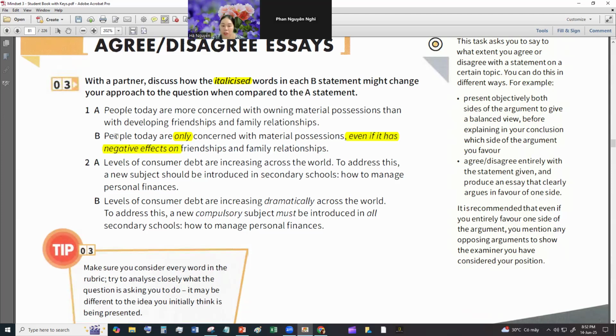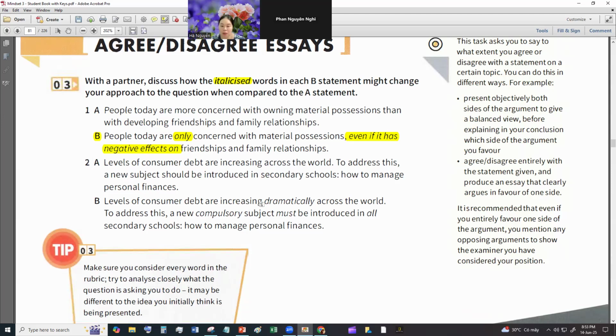So with language like B, you are more likely to disagree, and your opinion might be stronger than with A. So with A, you can have a softer voice, a softer kind of language. But with B, maybe you would say, I completely disagree with this statement. To say people today are only concerned with material possessions is a strong generalization, and I disagree. I strongly disagree. Okay, and the same goes for number 2.